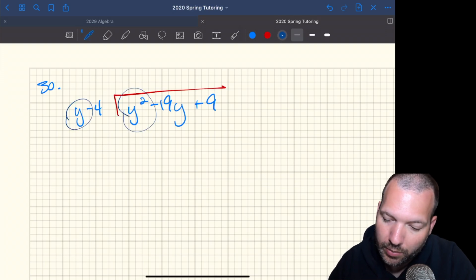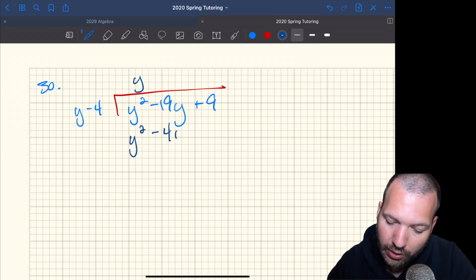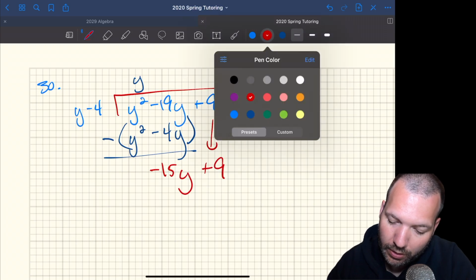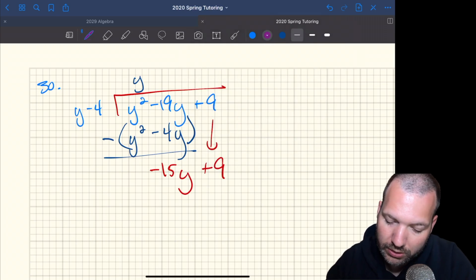What times y makes y squared? y. Multiply it out. y squared minus 4y. Subtract. y squared minus y squared is 0. That should always happen. Negative 19y minus negative 4y is negative 15y. Bring down the positive 9. And then what times y makes negative 15y? A minus 15. Negative 15y, positive 60.